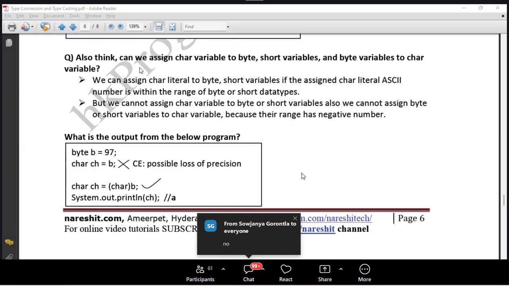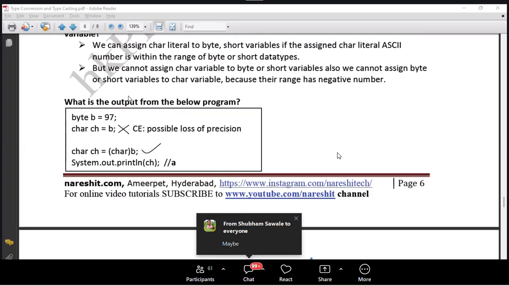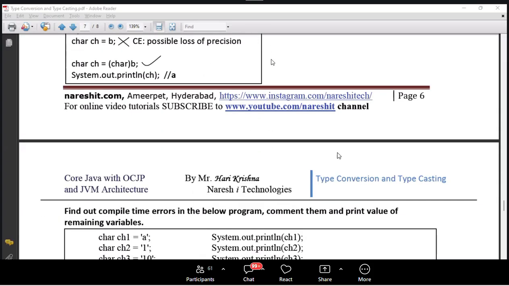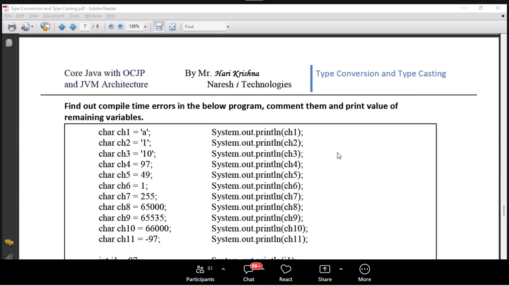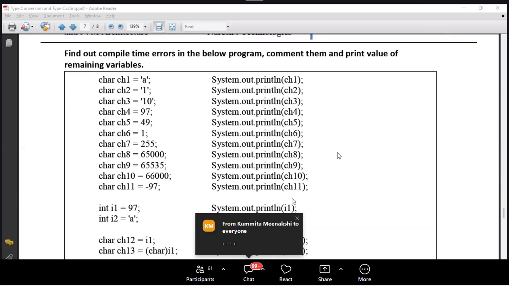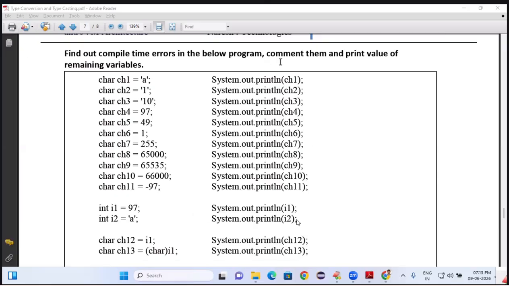We'll see. Now, listen. I am showing you one small question. Surely you will enjoy it if you answer. Open notes. With this knowledge, show your talent. Find out compile time errors in the below program, comment them, and print the values of the remaining variables. If there is any compile time error, comment it. If no compile time error, print out everything.